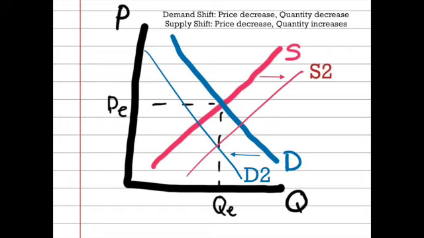In this example, supply has shifted to the right, which means it's increased, and demand has shifted to the left, which means it's decreased. As you can see, the demand shift is that the price increases and the quantity decreases, while in the supply shift, the price decreases and the quantity increases. The final result of this double shift is that the price decreases, but the quantities differ. One decreases and one increases. So that leaves the quantity being ambiguous and indeterminate.